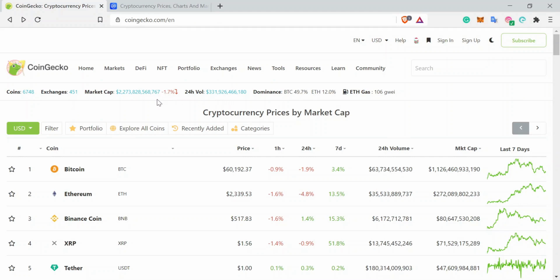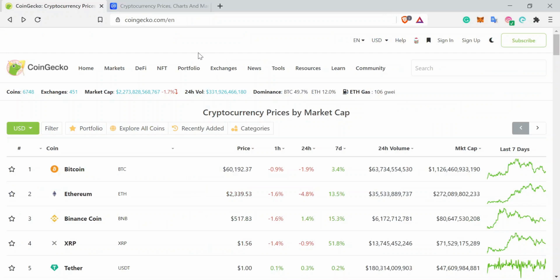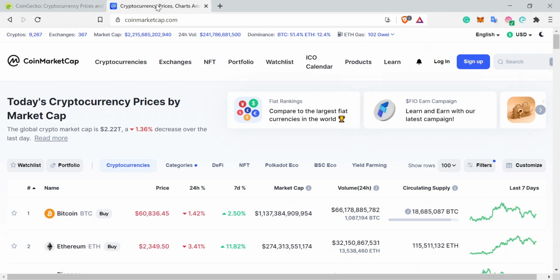This market data that we can see here, the total market cap of every single cryptocurrency listed on CoinGecko, stands at 2,273,000,000, whereas on CoinMarketCap, it's 2,215,000,000. Okay, so you have to be careful here. Again, the 24-hour trading volume on CoinMarketCap is 241 trillion, whereas on CoinGecko, it is 331 trillion because they list additional exchanges.